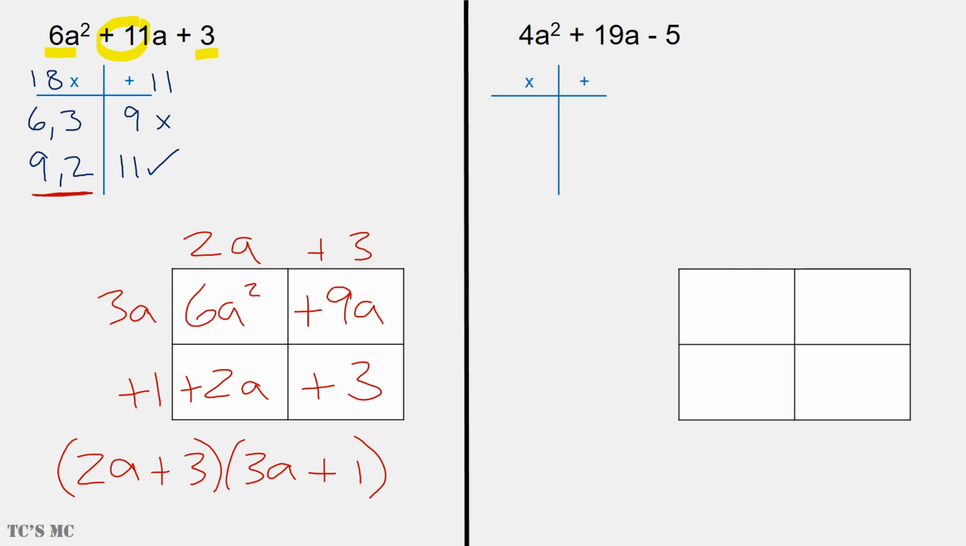Again, one of the diagonals would have been 4 and minus 5, and that product is minus 20. I would have got the same product with the other diagonal, but the total would have been 19. So now in my table, I'm going to try and come up with a pair of numbers that give me a product of minus 20 and a total of 19. I'm going to try 4 and minus 5. That gets me minus 1, which doesn't work.